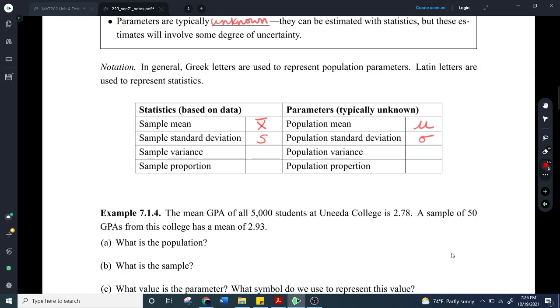Variance we haven't done much with in this course, and we won't do much with it in this section, but the variance is the square of the standard deviation. So the sample variance is s squared, population variance is sigma squared. This last one is really important.